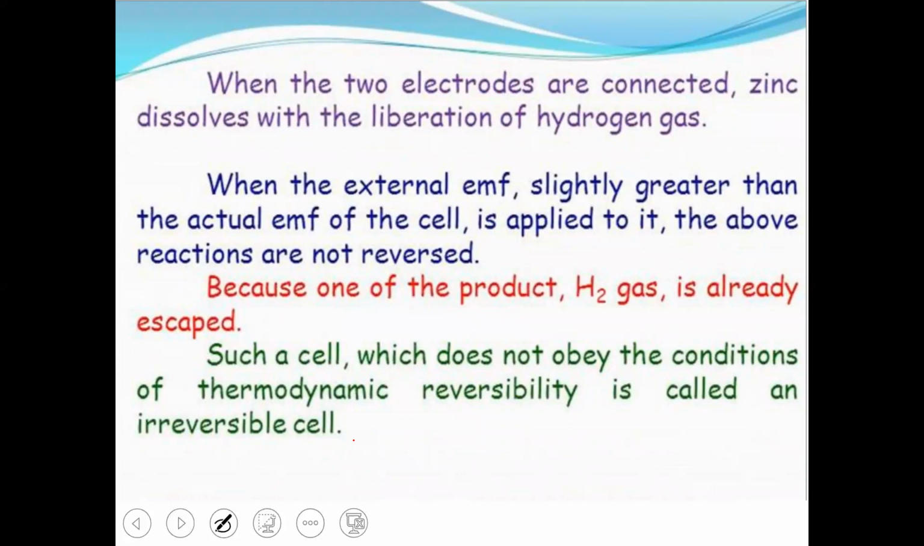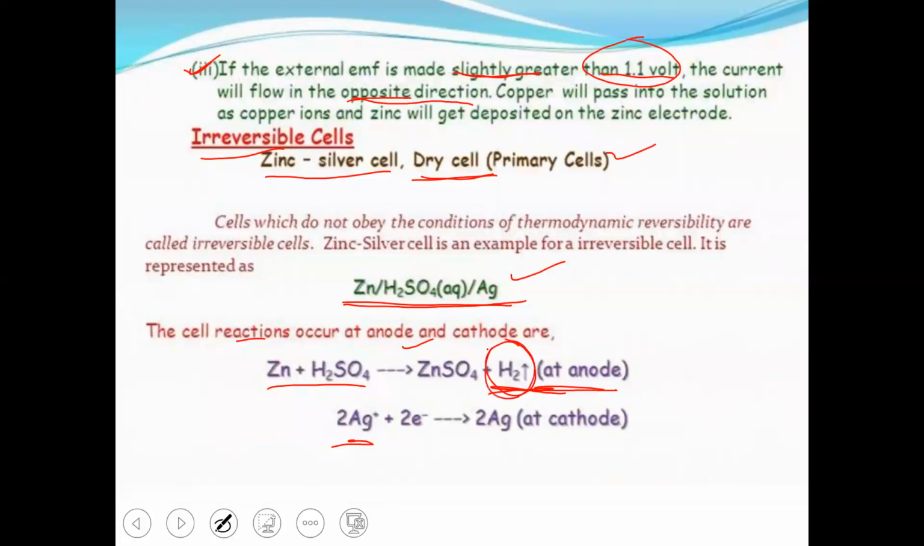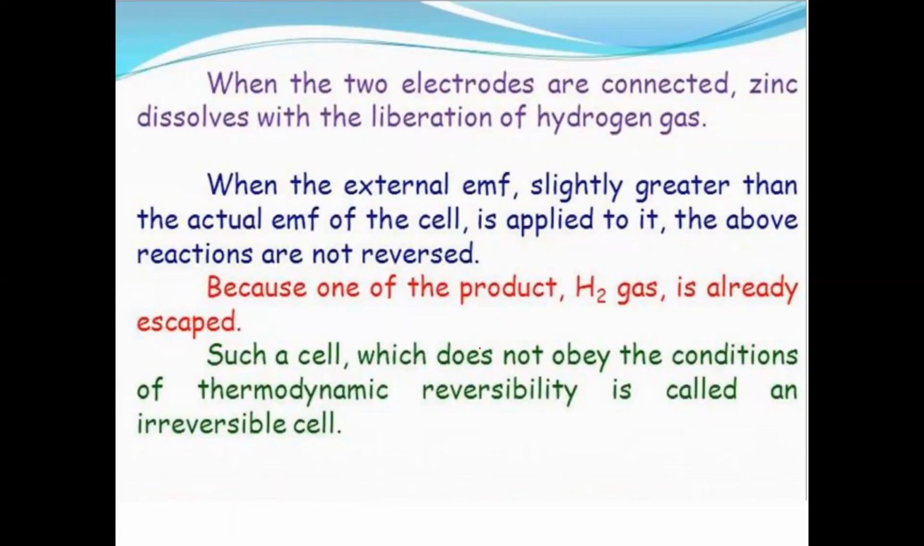So here it is the zinc silver cell. How does it work? By observing these two reactions, we can easily understand what an irreversible cell is. See here, when the two electrodes are connected, the zinc dissolves with the liberation of hydrogen gas. Yes, we know the first reaction in the zinc case. See this one. Here the liberation of hydrogen is possible when connected.